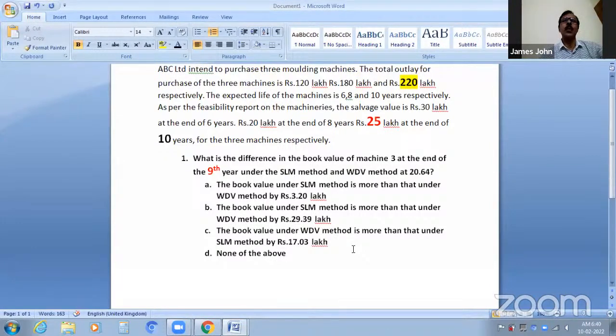You have to calculate the book value under written down value method. What formula you have to use? A is equal to P into (1 minus R) the whole raised to N. What is P? 220. What is R? 0.2064. And what is N? 9. Calculate. So 220 into 0.7936 raised to 9. You take 220, you will get it in lakhs.